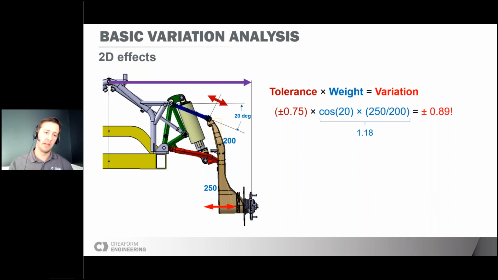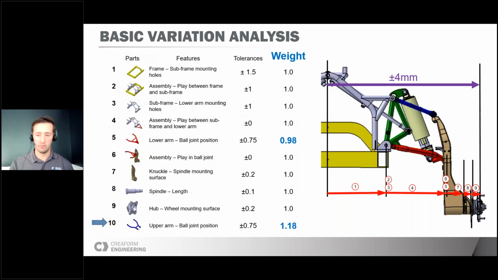So capturing all those 2D effects, this is where the basic variation analysis becomes a little bit more complicated. It's feasible, but it's a little bit more tricky to capture all the effects. If you are confident with your model, you think that you've captured most of the effects, then you can just update that little table. I added, let's say, at the bottom, my upper arm, which becomes item 10 with its tolerance.